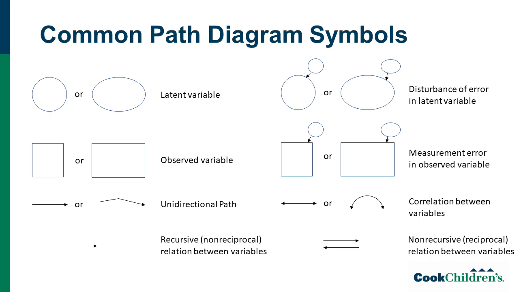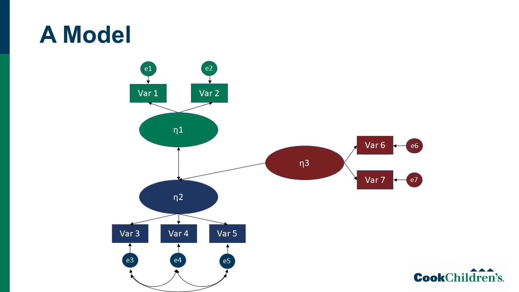Your error variables, when you have error on a latent variable, is just going to be a circle or an oval, with a little arrow pointing to your variables. Same if you're looking at measurement error in your observed variables, it's just a little circle up top. When you look at your correlation between variables, it's either going to be a two-sided arrow or a two-sided curved arrow. And then your non-recursive, which are your reciprocal relationships between variables, are going to be two arrows pointing opposite of each other. So those are the common path symbols that we're going to use.